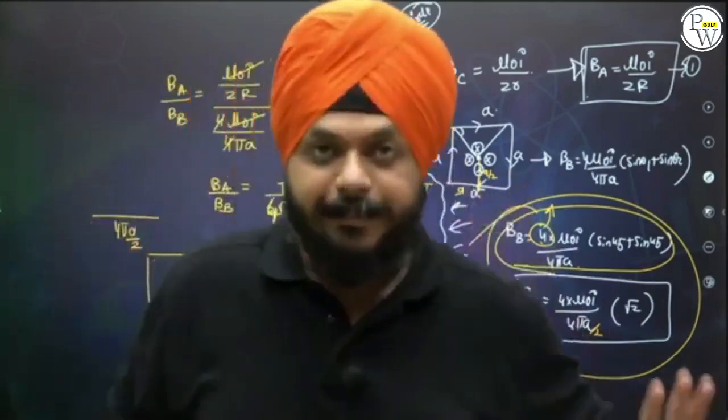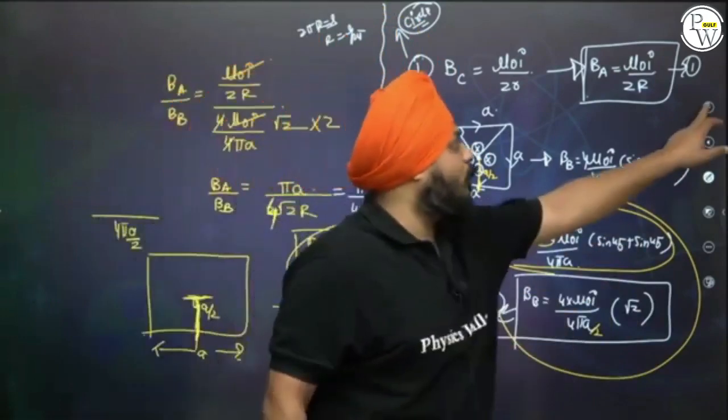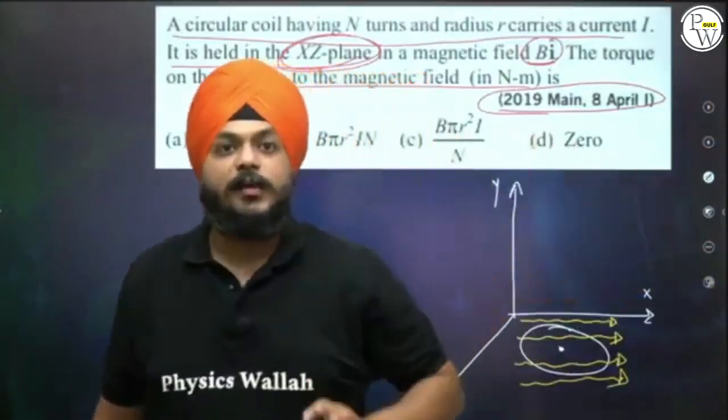Okay, we cracked it. I heartily apologize for that. The answer is going to be pi square by 8 root 2. Okay, now we are moving forward to the next question.